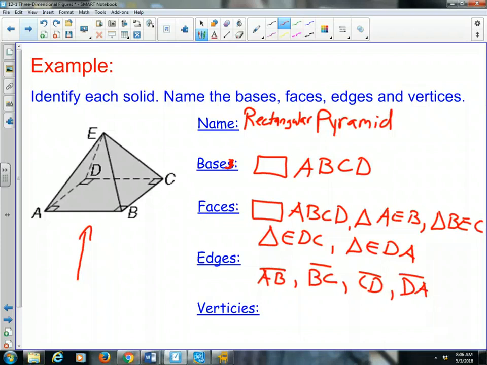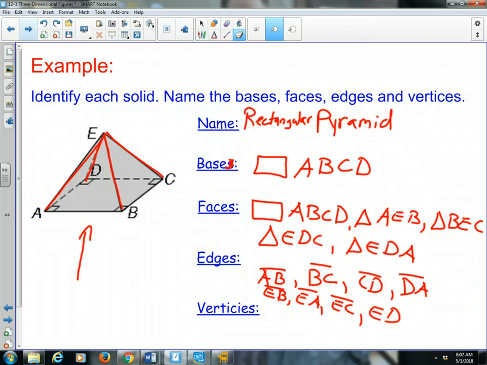And then we have 4 more edges where 2 planes come together, or 2 faces come together. It's the ones that meet at the vertex E. So EB, as well as EA, as well as EC. And these are all segments as well. And segment ED. Whew! All right, there is all of our edges where 2 faces meet.